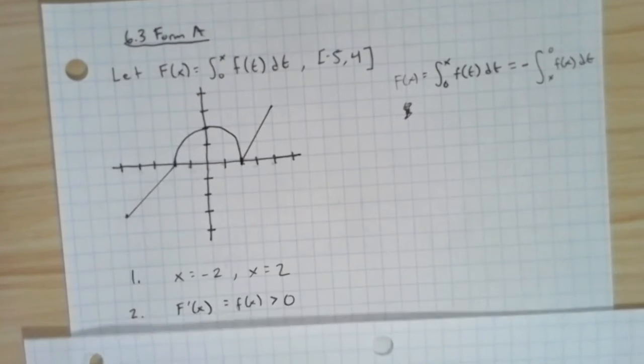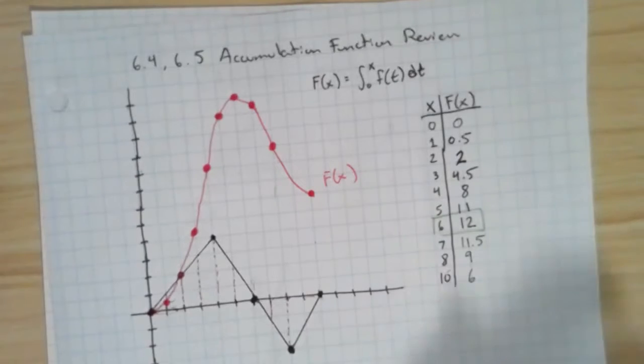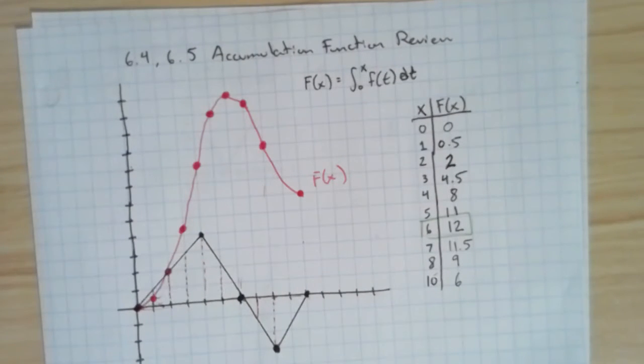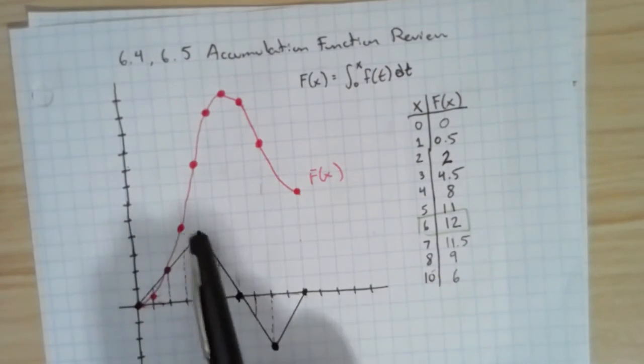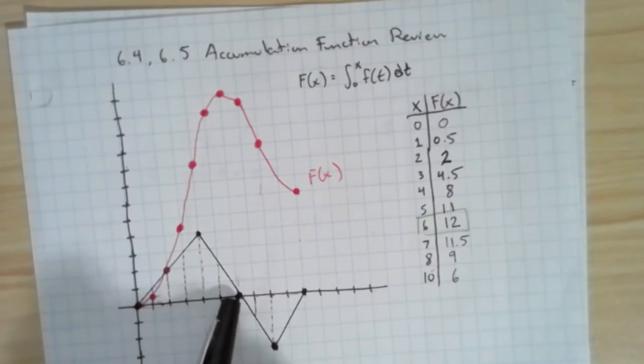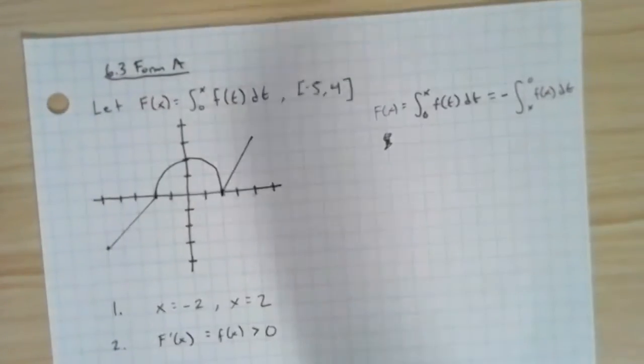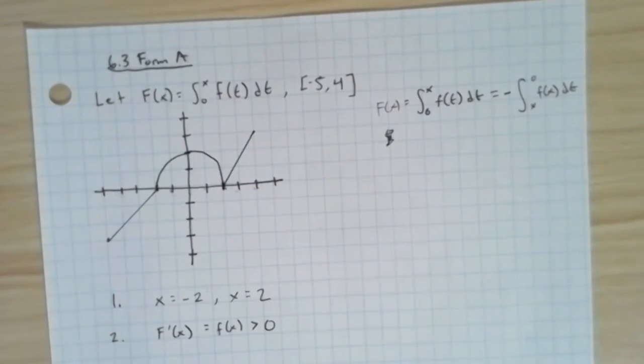Question 2 asks, determine the intervals where f of x is increasing. Justify your answer. So going back to this one, where is f of x going to be increasing? Well, if you're above the x-axis, area keeps increasing as you go from left to right on the x values, so then the graph will be increasing. If you're under the x-axis, that's where the graph will start to decrease. Same thing applies here.